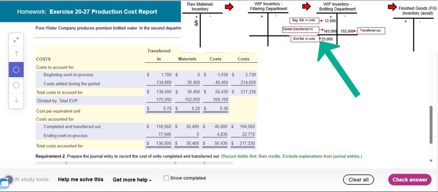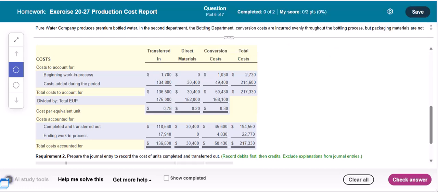In the last video, we'll finish the problem by doing the journal entry, and then we'll post all the transactions of the work in process inventory to account. But that is it for now. Thank you.